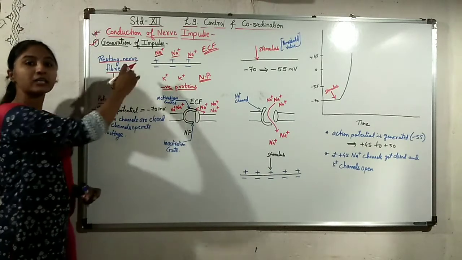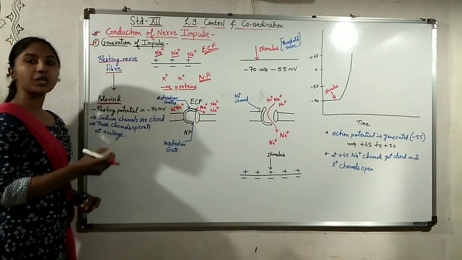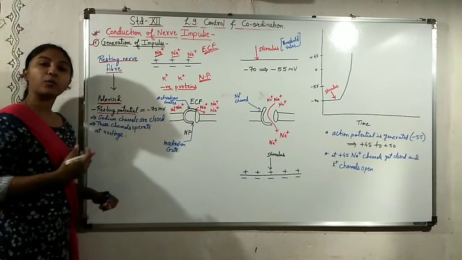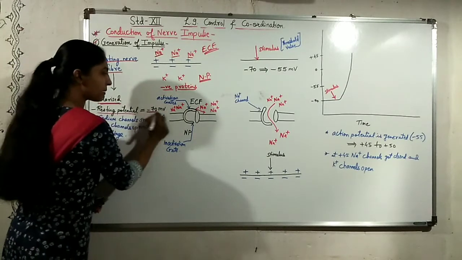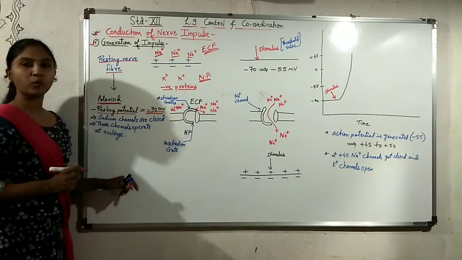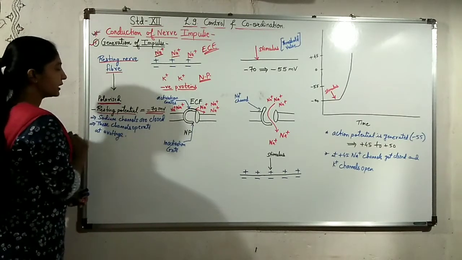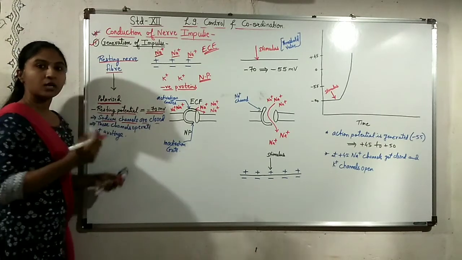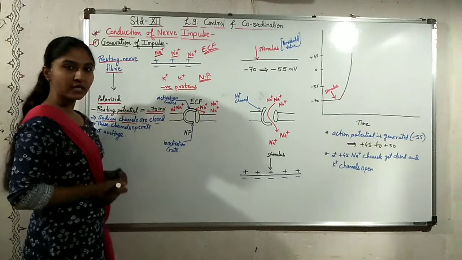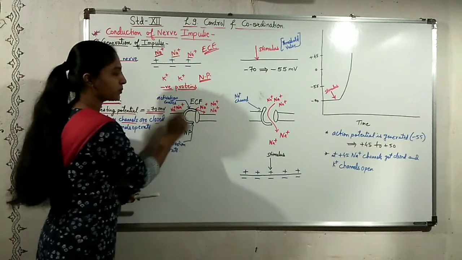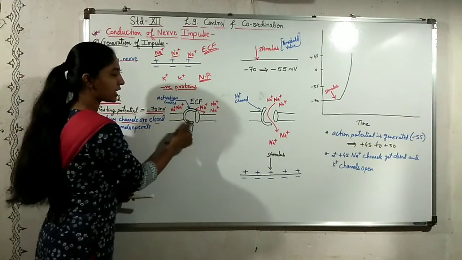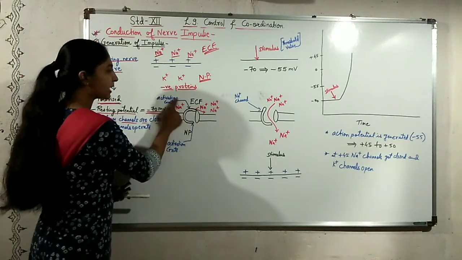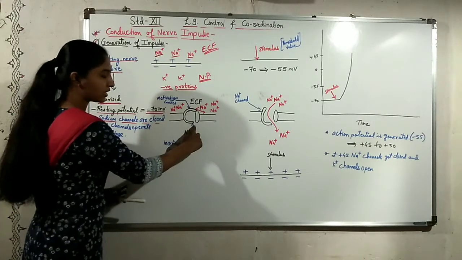At the resting state, the potential of the nerve fiber is also called the resting potential. The potential of the nerve fiber is minus 70 millivolts. At this potential, the sodium channels are closed. If we draw the sodium channels in a diagrammatic representation, it would be like this. These are the sodium channels, or sodium voltage gates. This is the activation gate, and this is the inactivation gate.